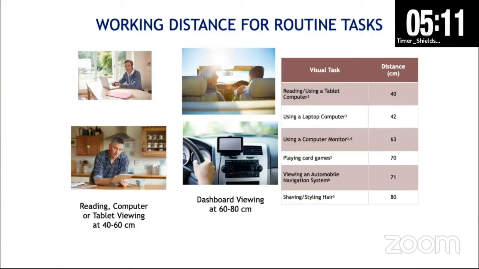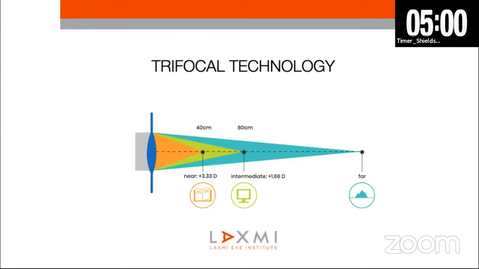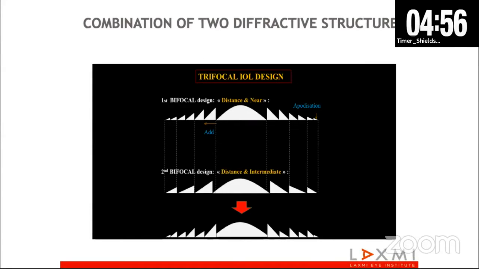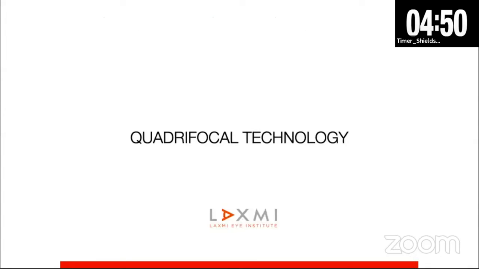Routine tasks need a working distance of 40 to 80 centimeters. Hence, the current multifocal lenses with bifocal technology may not suffice the need. So then there came the trifocal technology. Trifocal lenses are made by combining two diffractive structures of two different adds, resulting in three foci.